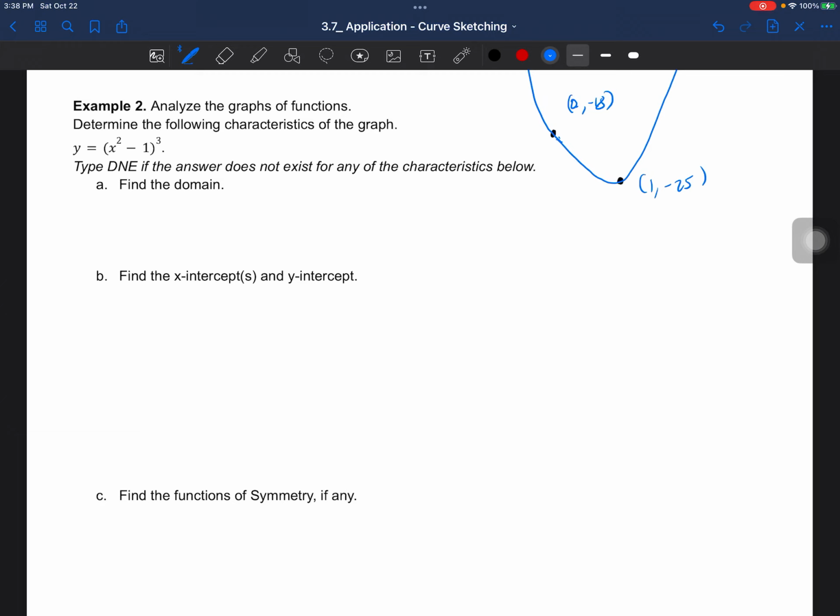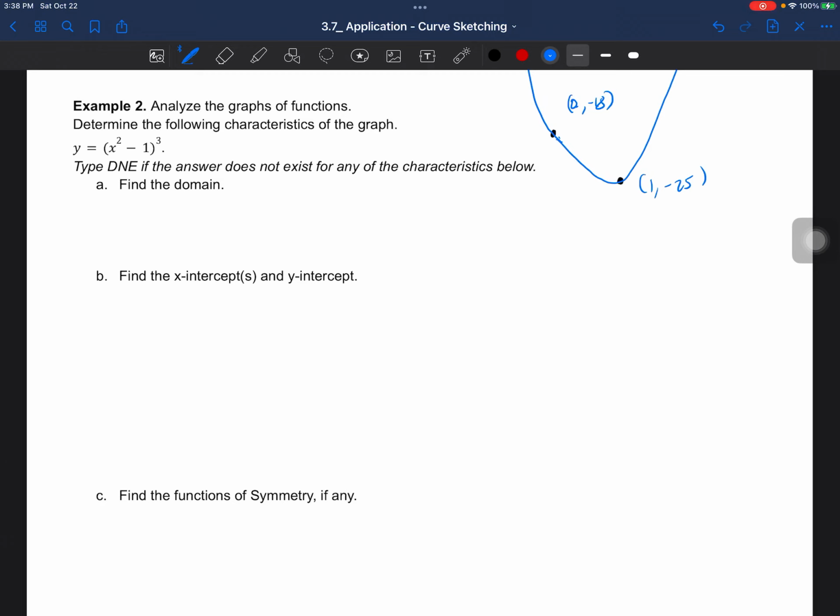All right, welcome back. So we're going to try another example here to analyze the graph using the increasing and decreasing concavity as well. So let's begin. Just a special note: use DNE if the answer does not exist for any characteristics below.